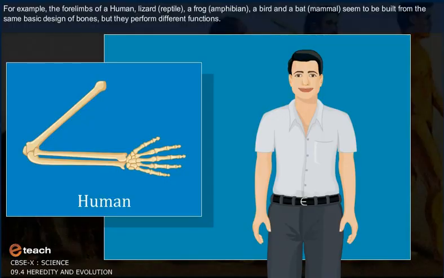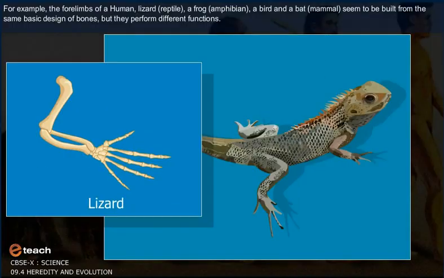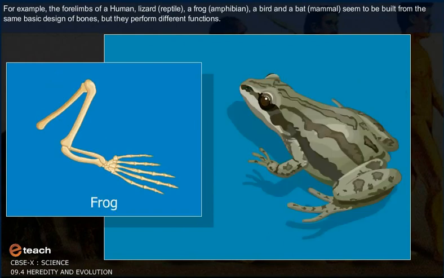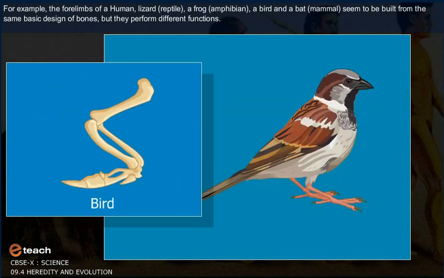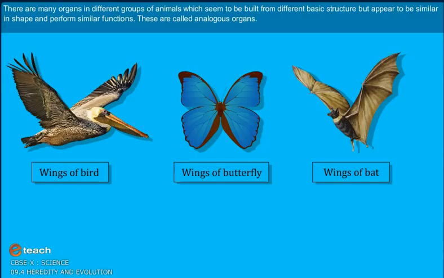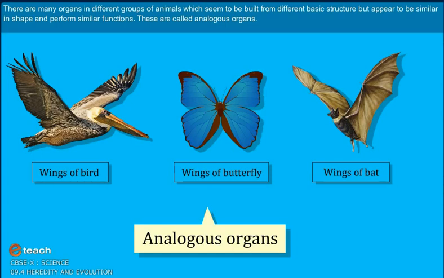For example, the forelimbs of a human, lizard that is reptile, a frog, amphibian, a bird, and a bat, mammal, seem to be built from the same basic design of bones, but they perform different functions. There are many organs in different groups of animals which seem to be built from different basic structure, but appear to be similar in shape and perform similar functions. These are called analogous organs.